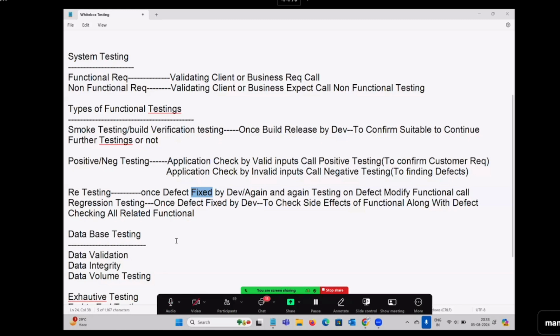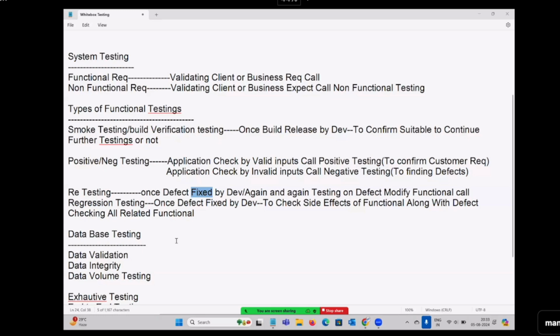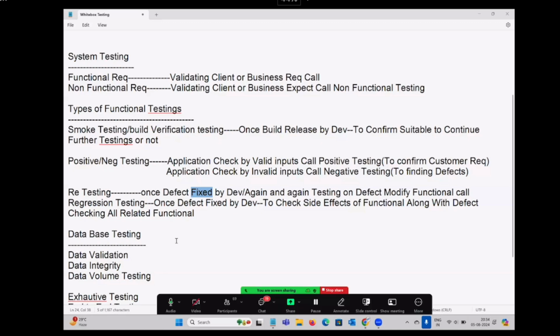First of all, I'll explain again. Retesting means only defect functionality checking, but regression means not only the defect; along with that, checking all related functionality. So we can ensure 100% quality in regression, because regression means not only the defect one, but also checking the side effects. Along with the defect, we are checking all related functionalities.